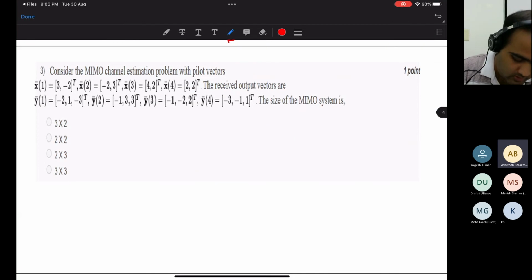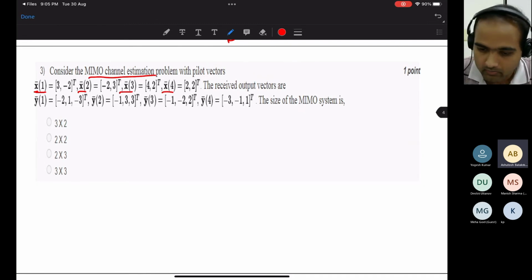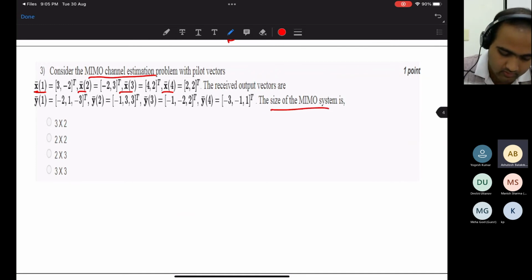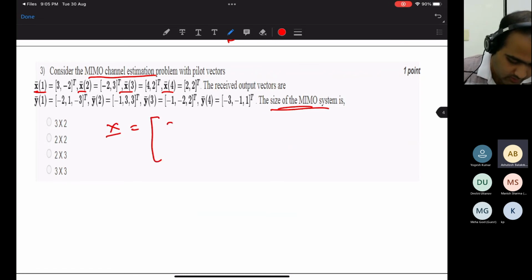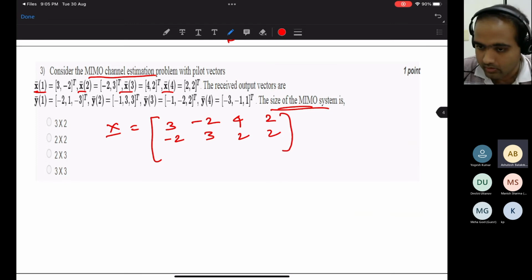Now we have to consider the MIMO channel estimation problem. We are given an X vector at 4 time indices. We are asked what is the size of this MIMO system. First you see what is my X vector. It is 3, minus 2, minus 2, 3, 4, 2, 2, 2.